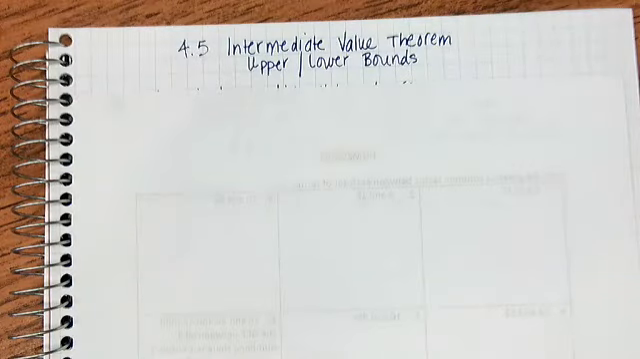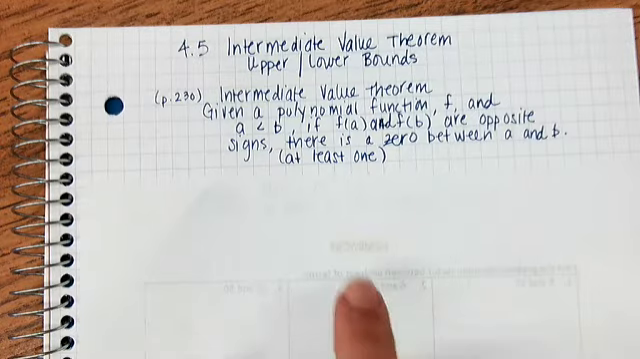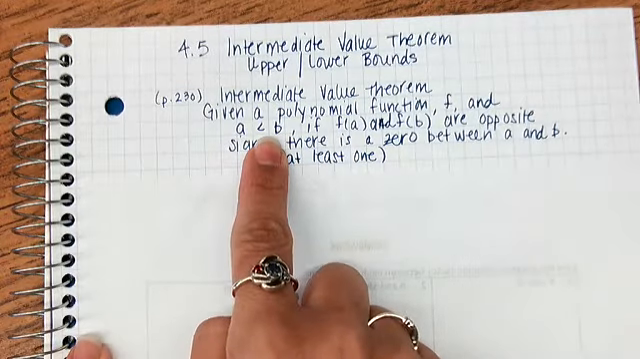We're going to finish section 4.5, which is the intermediate value theorem and discussion of upper and lower bounds. First, the intermediate value theorem says you have some polynomial function, which is what we've been dealing with, bouncing, crossing, end behavior, etc. And you have values a and b, where a is less than b.